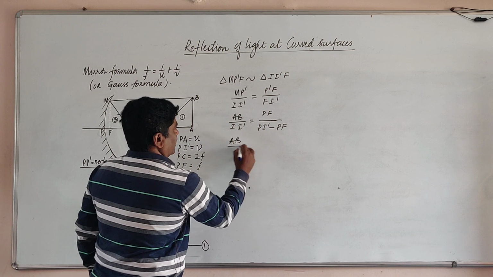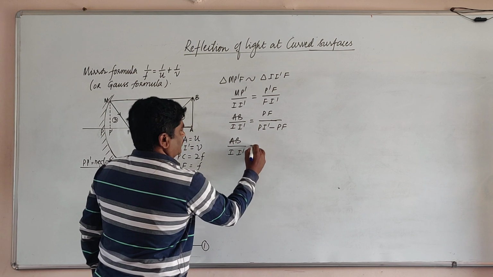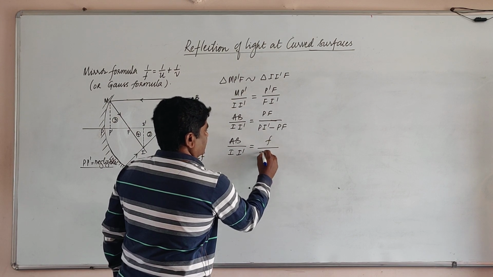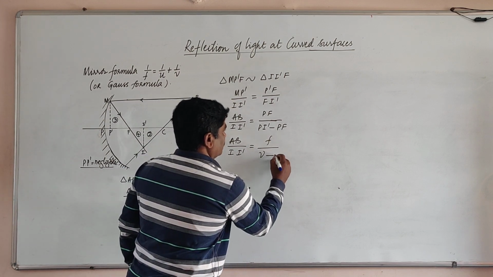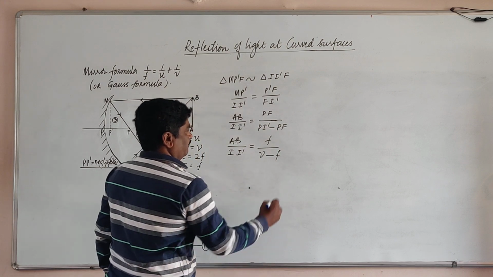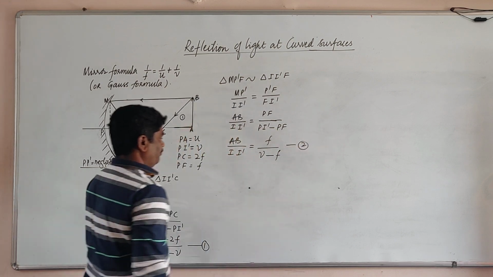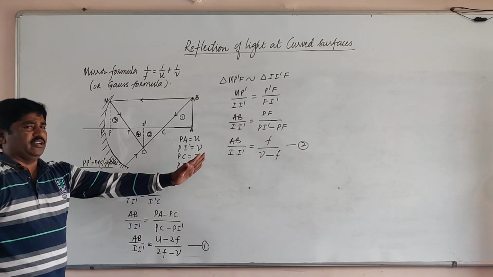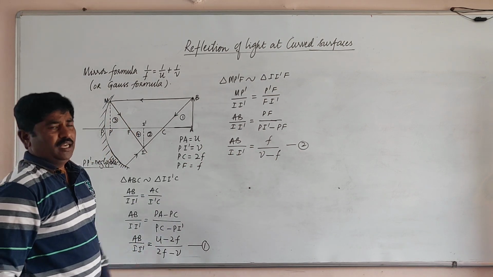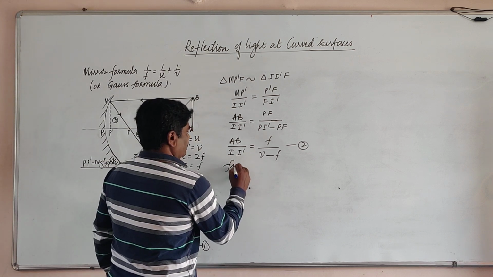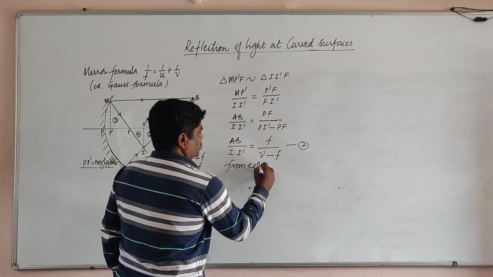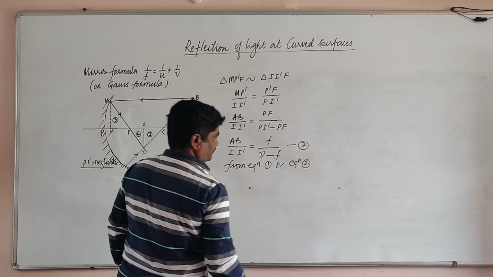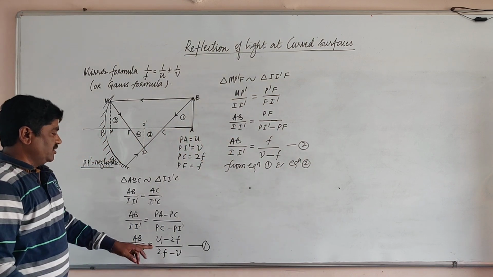Therefore AB by I dash is equal to PF by PI dash minus PF. PF is nothing but focal length, here PI dash is nothing but image distance, minus PF is nothing but F. It is equation 2. From equation 1 and 2, if you can observe, the left hand sides are equal. Therefore, we can compare the right hand sides. So, from equation 1 and equation 2, what you can write?